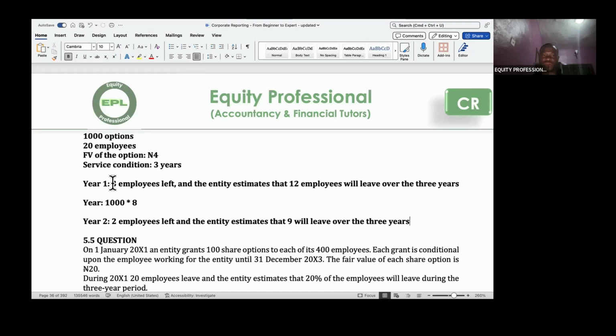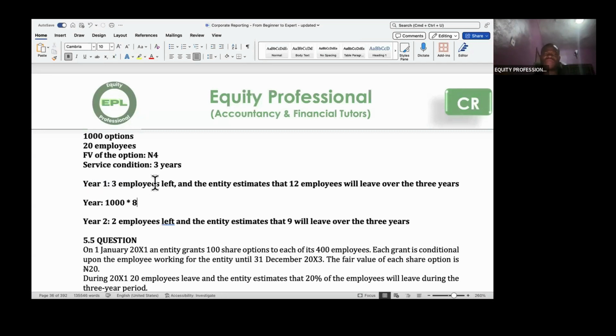So now in year one, we said 3 employees left, and the entity estimates that 12 employees will leave over the 3 years. What we need to answer is how many employees will vest. Vesting happens after 3 years, which simply means how many employees will not leave. There's no way we can know with certainty the number that will not leave in year 3. We can only estimate, which is why the standard says to estimate the number that will vest. When we say vest, we are talking about year 3. And this question has given us everything you need.